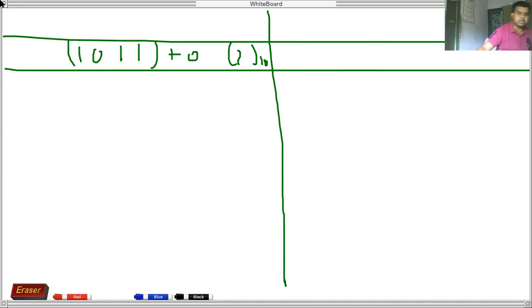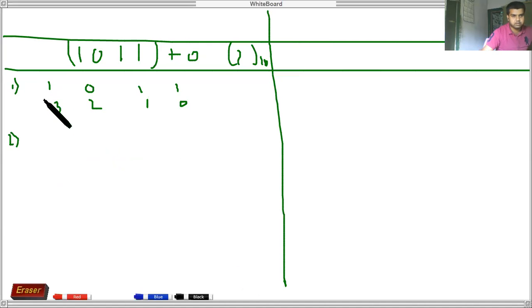Okay, so step number one: 1 0 1 and 1. Then I will write the powers 0, 1, 2 and 3. This is step number one. Step number two, I'll multiply the value with the power of this.